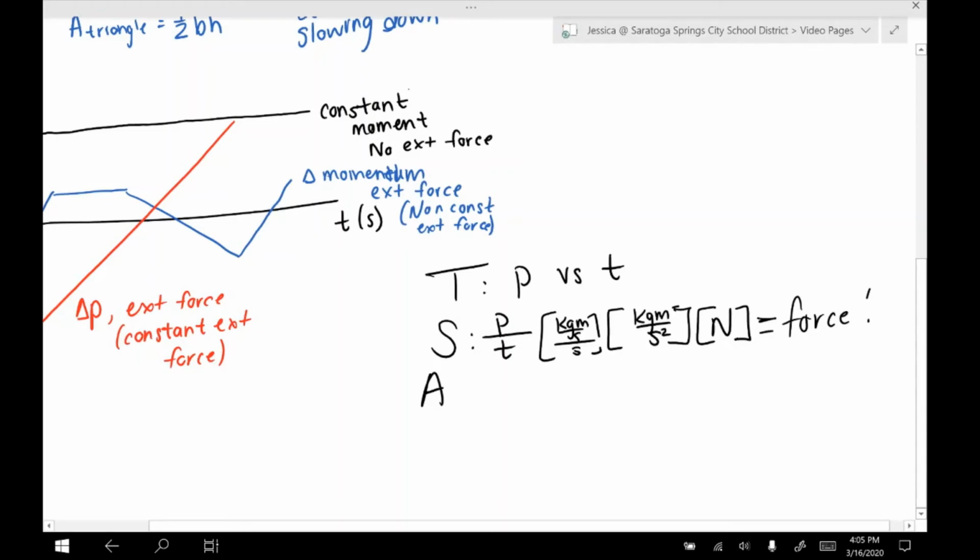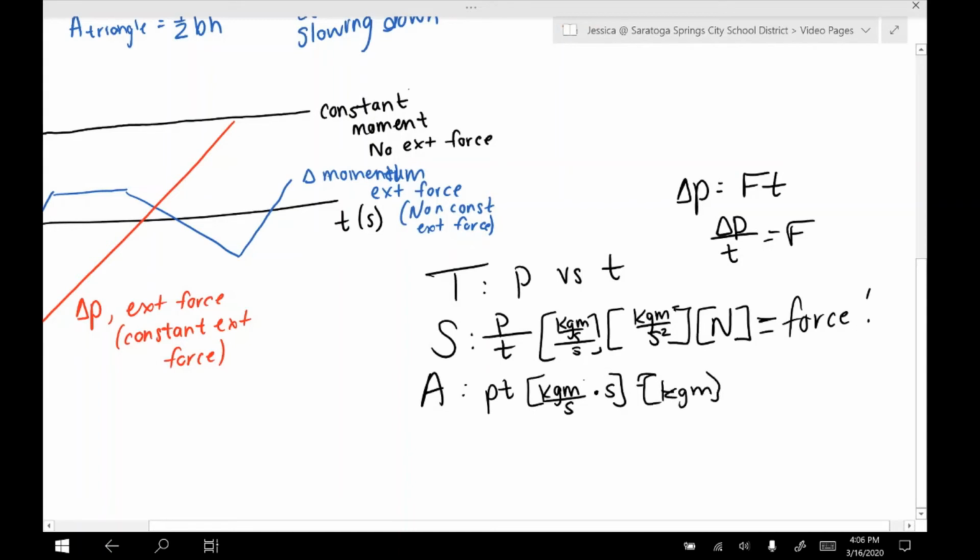Now let's say the unit thing freaks you out. So we could remember that change in momentum is force times time. So change in momentum over time is force. So it's another way to get it that the slope gives us force. Area is momentum times time, or a kilogram meter per second times a second, which is just a kilogram meter, which is nothing.